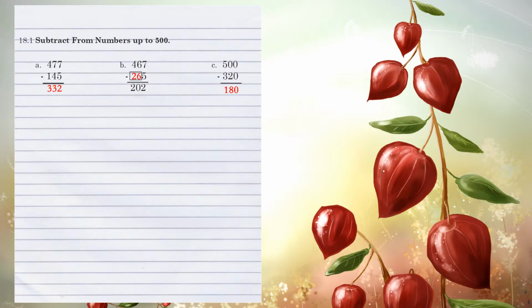6 minus what number would equal 0? Well, we can take 6 away and it equals 0. 4 minus what number equals 2? We can subtract 2 to fill in the rest of our missing numbers.